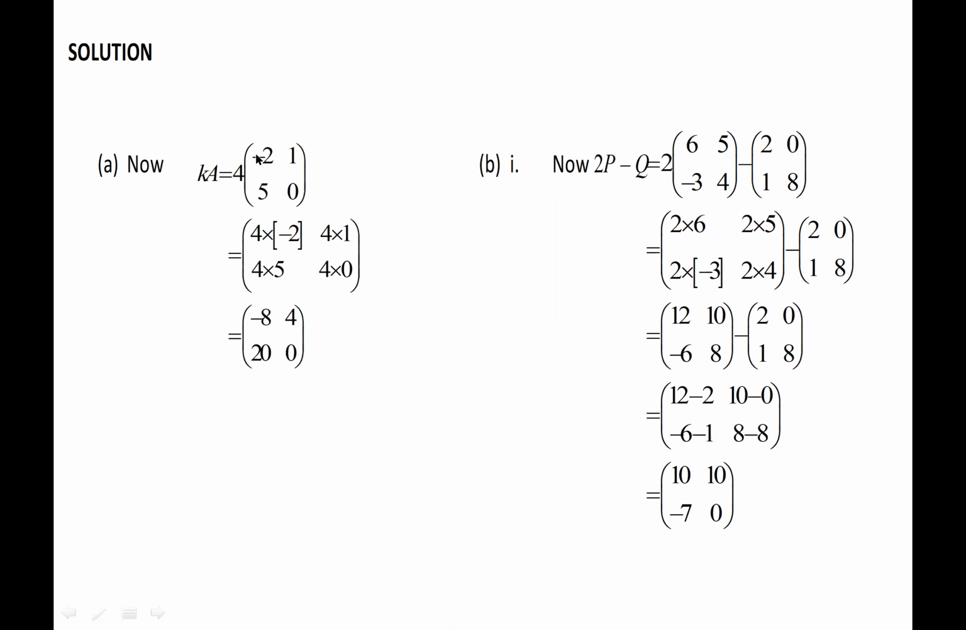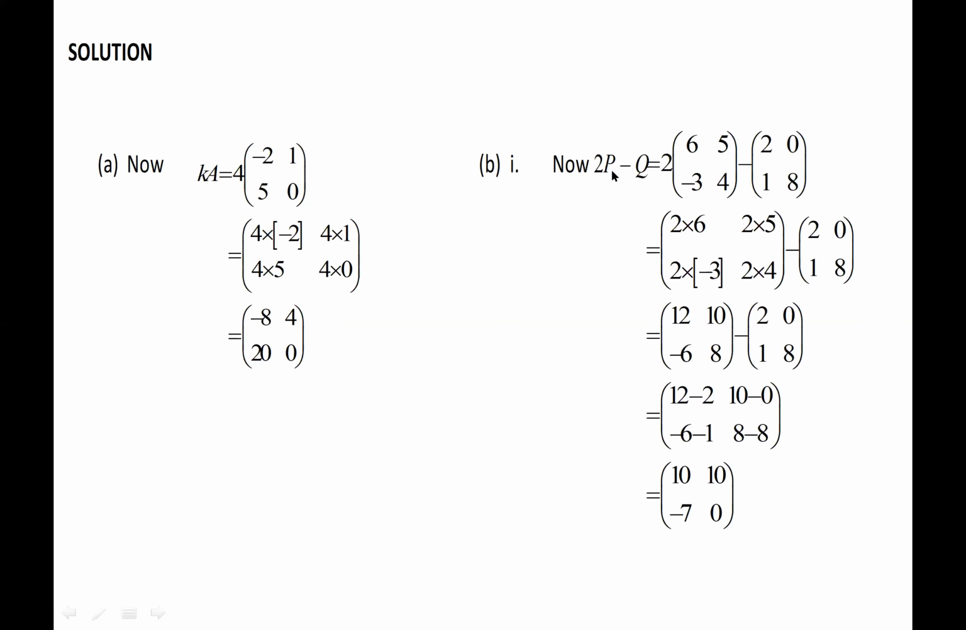So the 4 has to be multiplied by the negative 2. The 4 has to be multiplied by the 1, 4 by 5, 4 by 0. Okay, so 4 by negative 2 is negative 8. 4 by 1 is 4, by 5 is 20, and by 0 is 0. So this will be the answer for that, right?